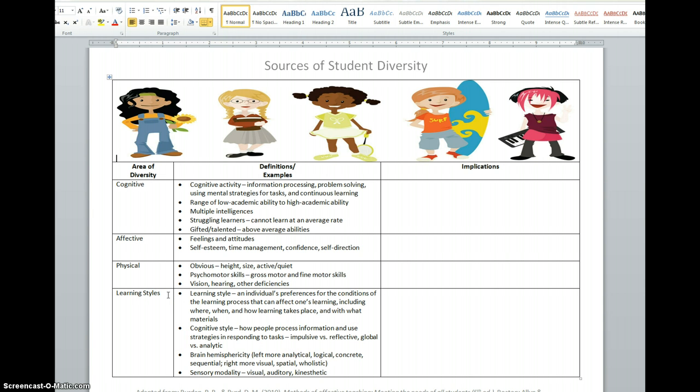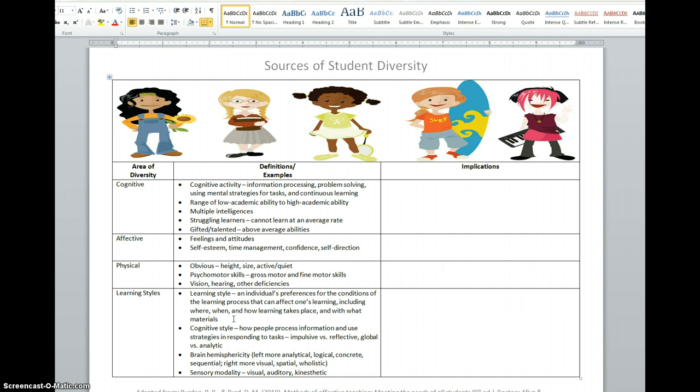All right, a fourth area is learning styles. And let me read this definition here. A learning style is an individual's preferences for the condition of the learning process. And those preferences can affect one's learning, including the when, the where, the how learning takes place, and with what materials.